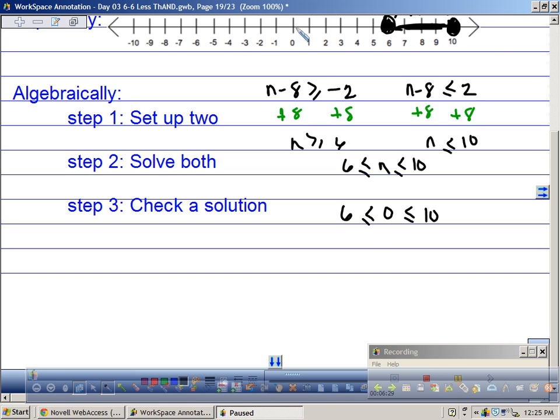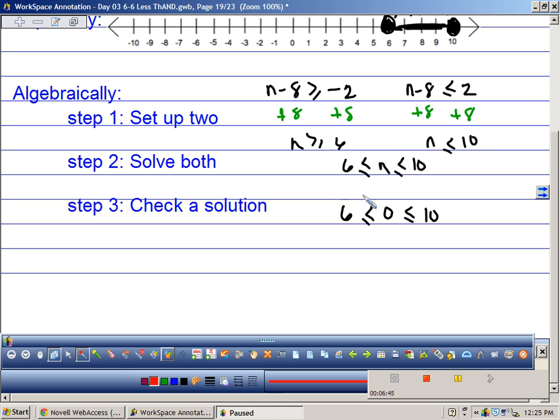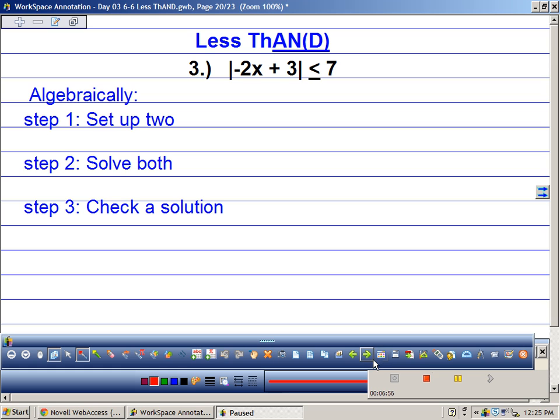0? Is 0 in this range? It's going to be false, right? Is 0 less than 10? But is 0 greater than 6? No. So this is a false statement. You don't have to do it that way. You can put anything in here and get a true statement. I just like to use 0 because 0 is really easy to plug in or substitute.